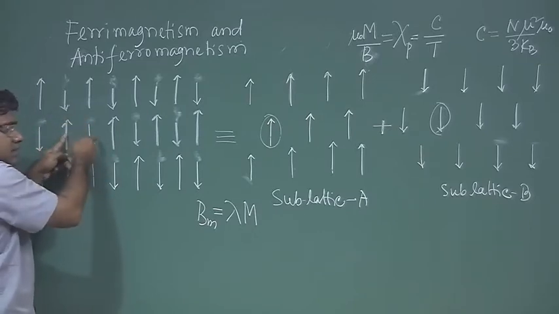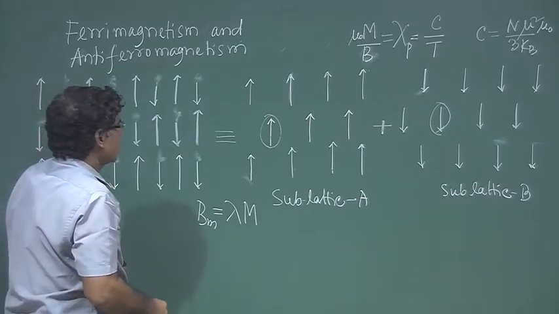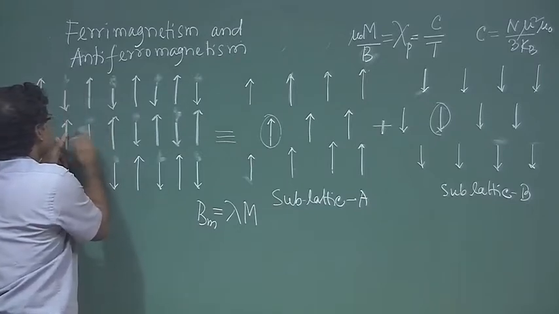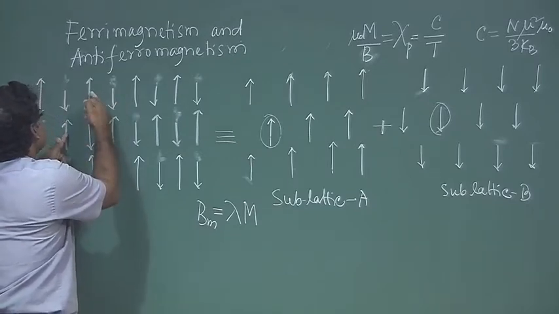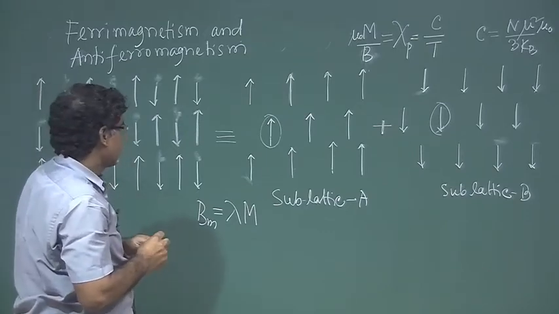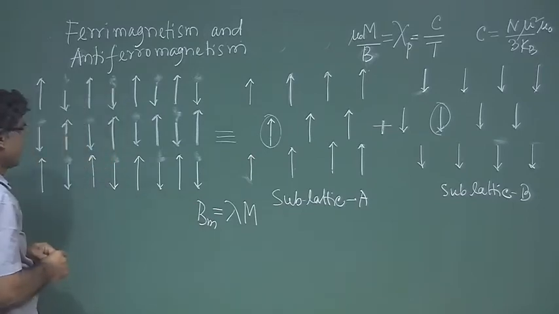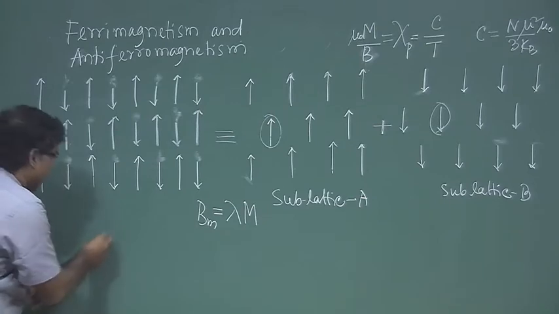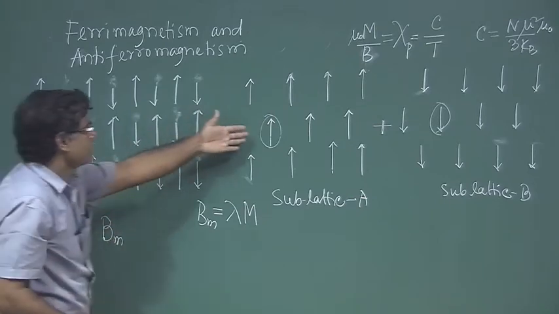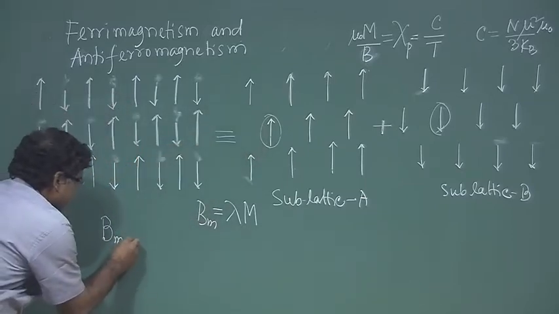Since the antiparallel one is the nearest neighbor, this exchange interaction will be stronger than that from the same site. The parallel ones are not the nearest neighbors, so that will be weaker. So, the molecular field for a spin at the A site. Okay.